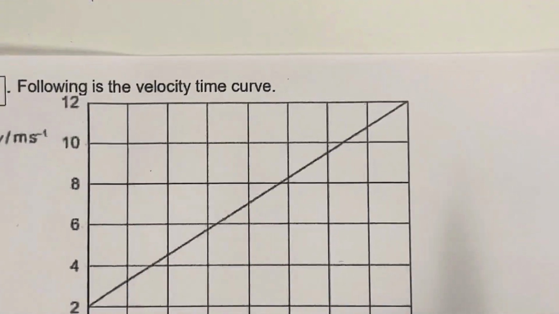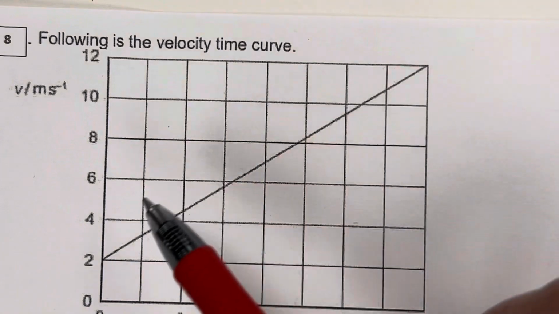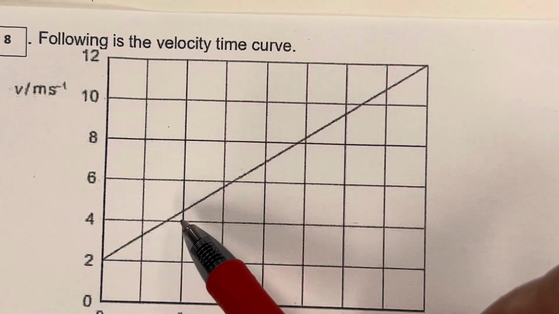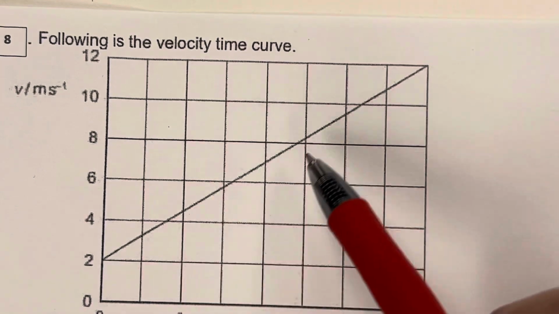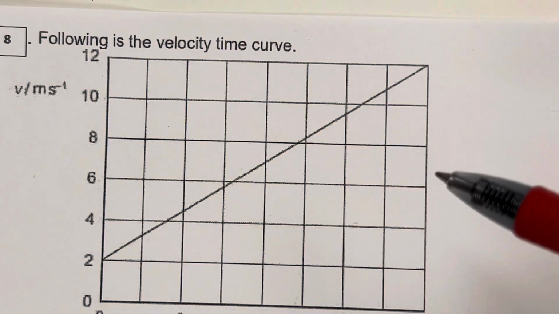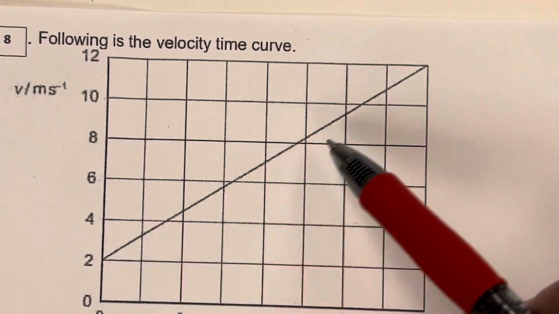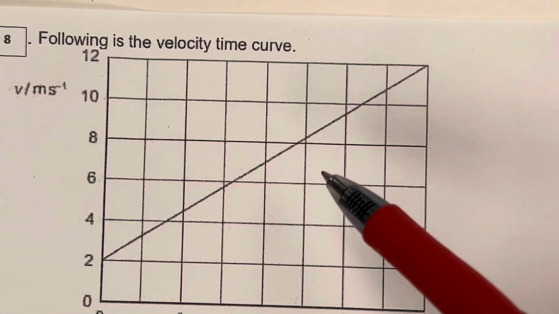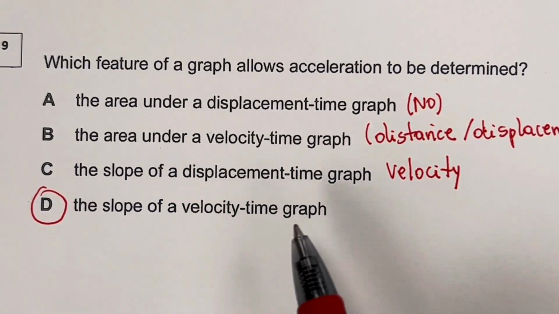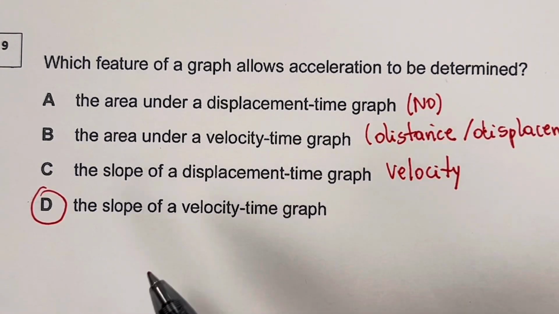Now in this case, the slope of this velocity-time graph is constant. So at any point where you try to find the slope, rise over run, you are going to obtain the same numerical value. That indicates the acceleration here is uniform, or constant. So the slope of a velocity-time graph, whether it's a curve or a line, is always going to determine the acceleration.